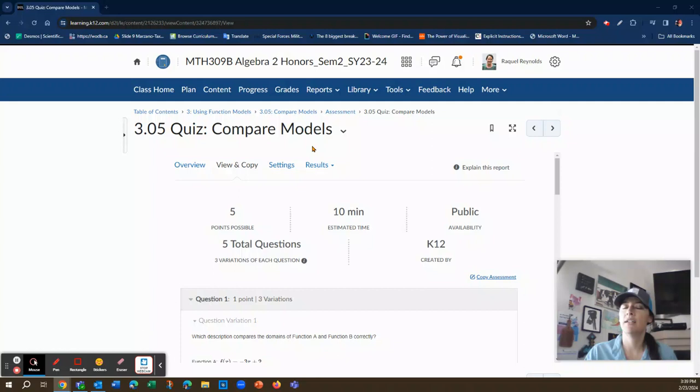All right, wonderful students. So quiz 305 was about comparing models. This quiz had a lot of different skills. For those of you in the live lesson, we stayed and went over it in the second half of the hour. In the beginning, we started talking about some of the ideas and the bigger concepts, because there's a lot of definitions and different pieces to put together.